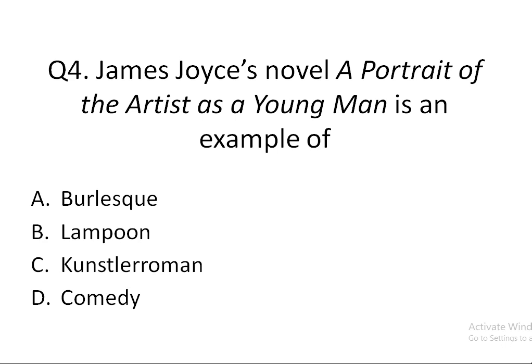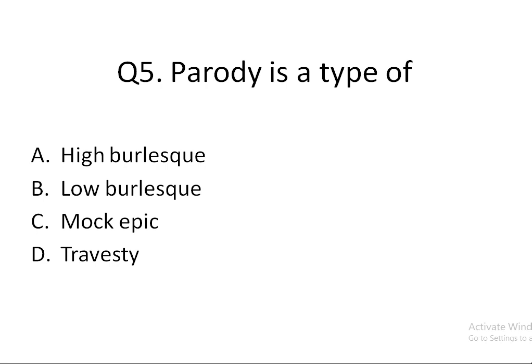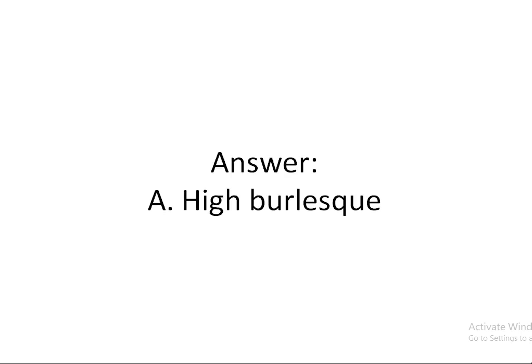Question number 4. James Joyce's novel, A Portrait of the Artist as a Young Man, is an example of burlesque, lampoon, Kunstelroman, or comedy. The answer is Kunstelroman. Question number 5. Parody is a type of high burlesque, low burlesque, mock epic, or travesty. The answer is high burlesque.